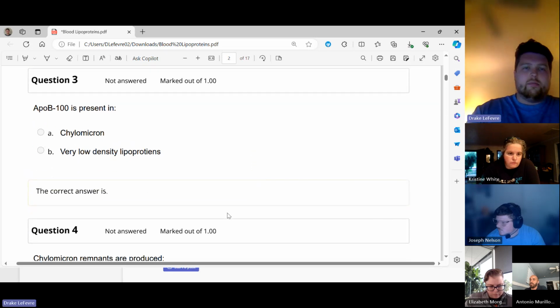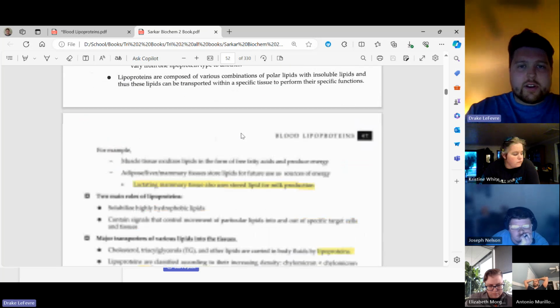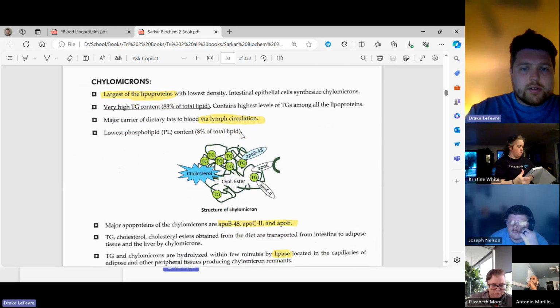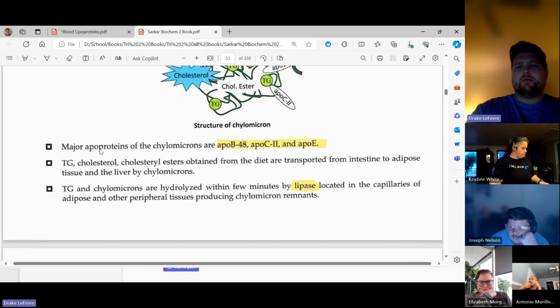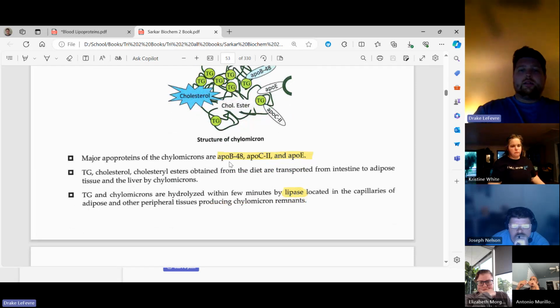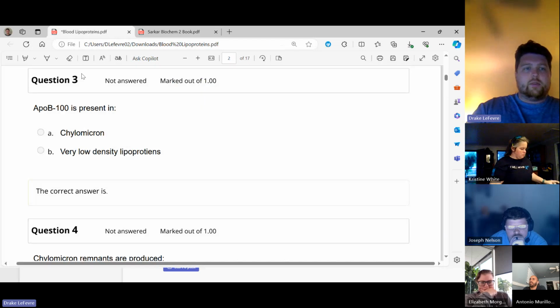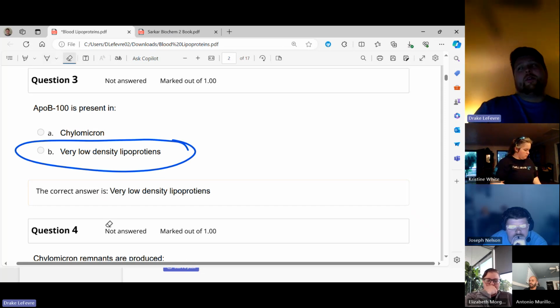This next stuff is kind of our memorizing stuff where we just have to literally know some of this. Let me see if I can find the part where it talks about this. Here we go. So some of this is literally major apoproteins of the chylomicrons. Apoproteins are just specific proteins that are found within some of our different lipoproteins. So chylomicrons have ApoB48, ApoC2, and ApoE. ApoB100, we looked at the ones that are in chylomicrons, none of those fit with the one in chylomicron. That 100 is going to be in our very low density lipoproteins.